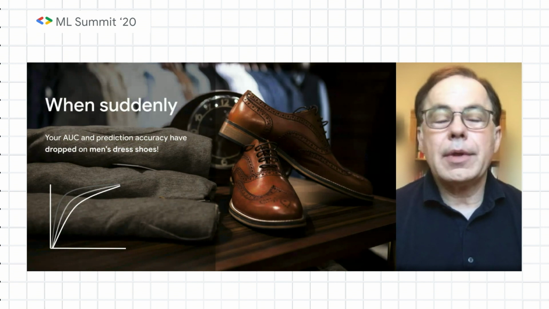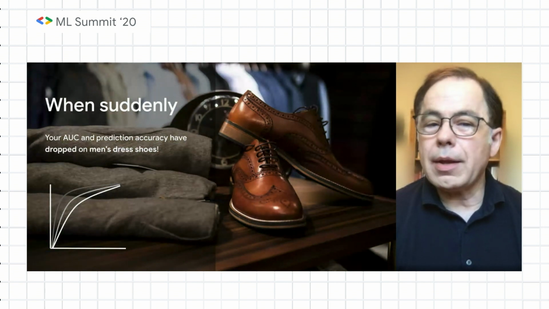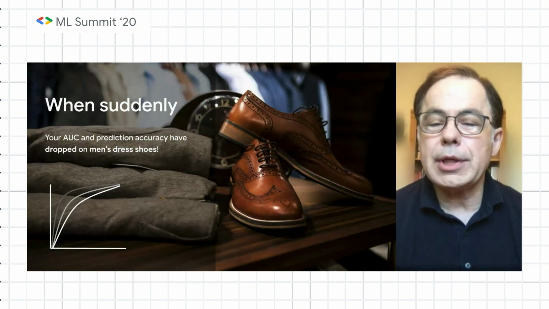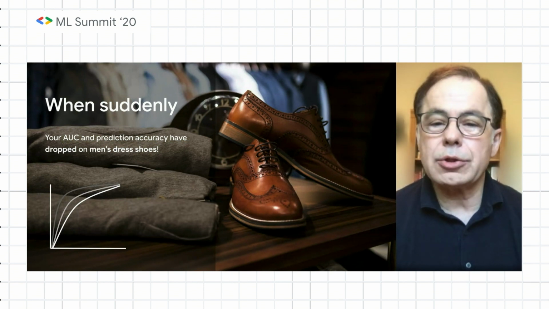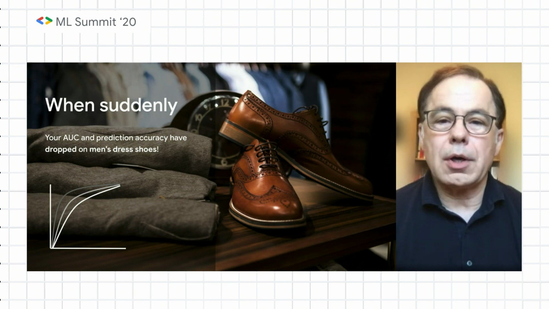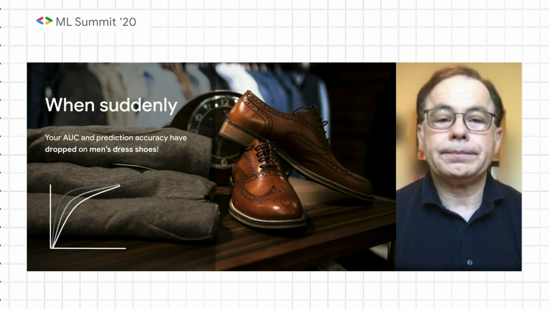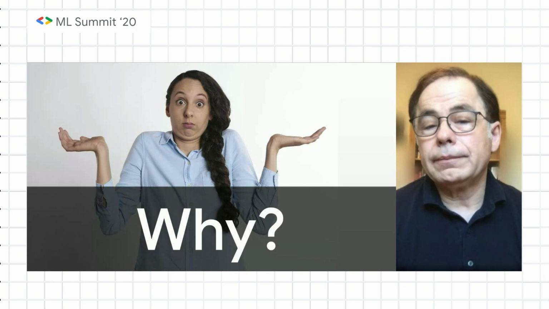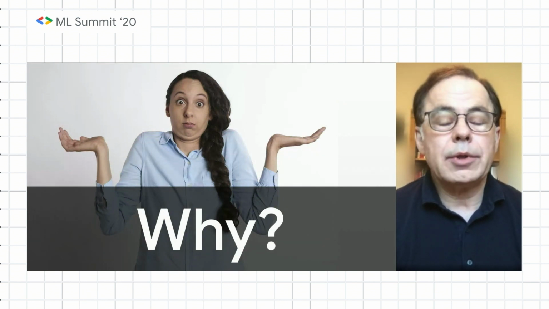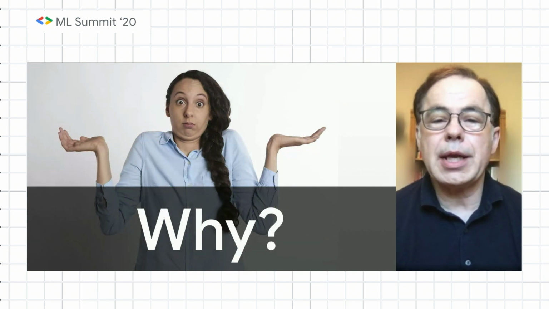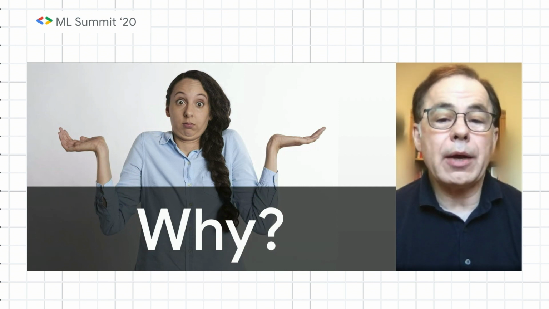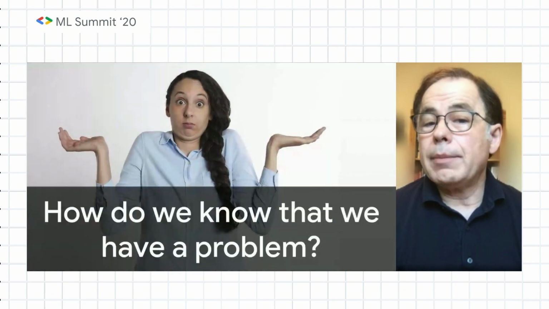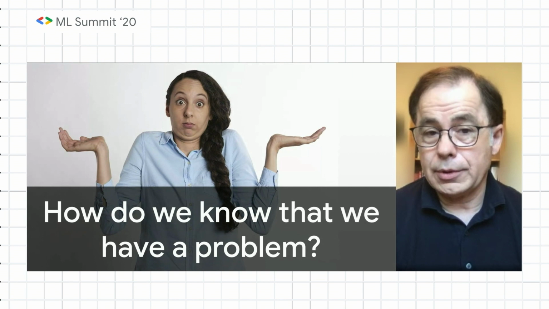But suddenly, the AUC on your model, not on everything, but on a particular slice of your data or a particular part of your inventory, men's dress shoes, just goes through the floor and you have a big problem. But why? I mean, you trained your model, you tested it with your test data, your holdout set, everything looked good. Why do you have a problem now? And maybe more importantly, how do you even know that you have a problem?